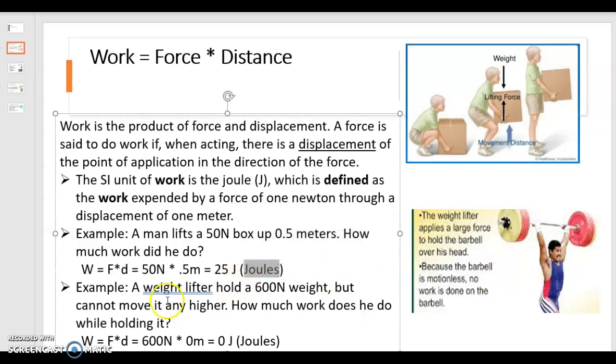Now let's look at a second example. Here, a weightlifter holds a 600 Newton weight, but he doesn't move it. How much work does he do while he is holding it? Well, the force would be 600 Newtons, but the distance would be 0 because he's just holding it. He's not actually getting it to move. So we would say he's doing 0 joules of work. Okay, so in order for work to be done, the object has to move.